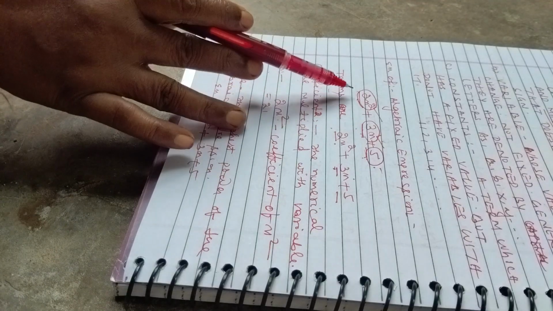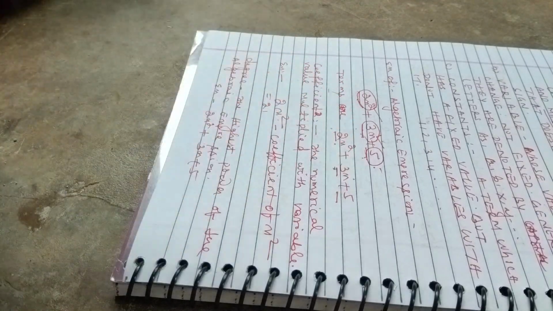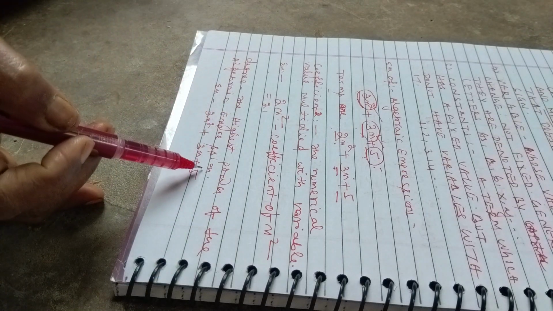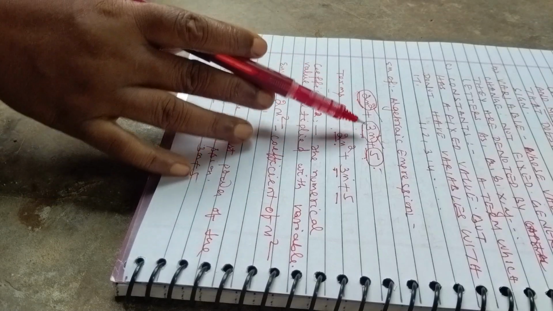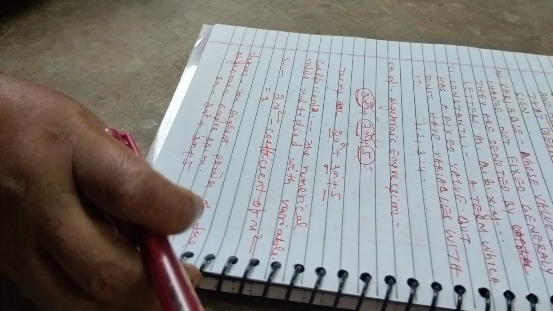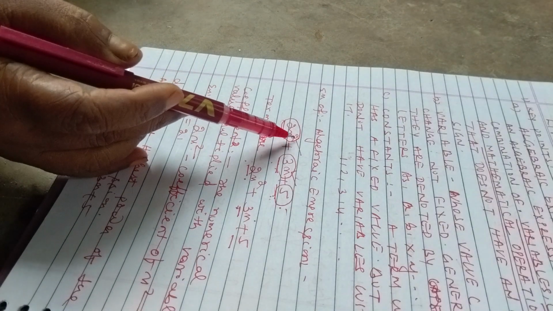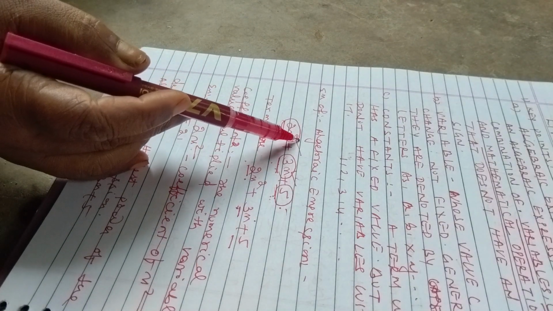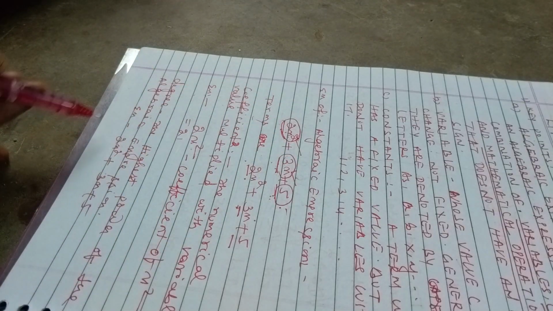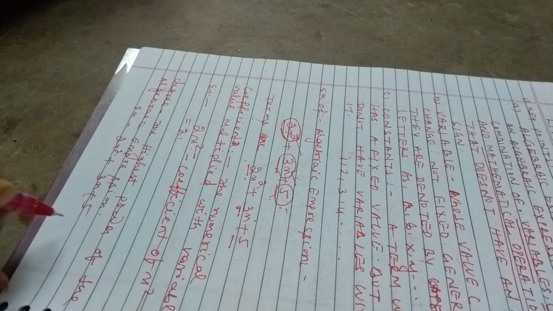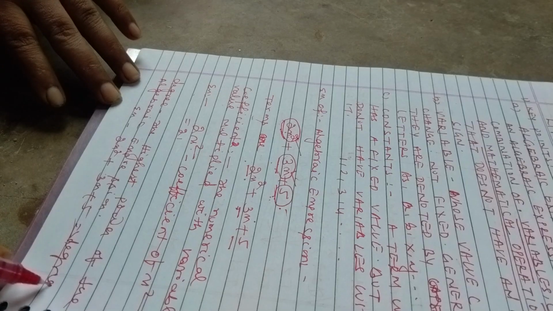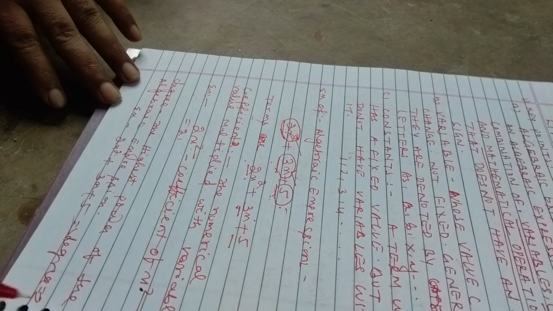Now come to the degree of the polynomial. What is the degree? Here the expression is 2x square plus 3x plus 5. The degree is the highest power of the algebraic expression. The variable is x, and its highest power is 2. So this implies the degree is equal to 2.